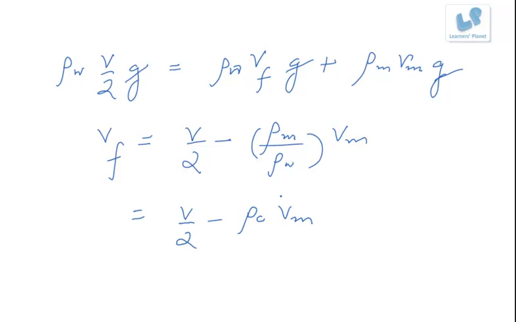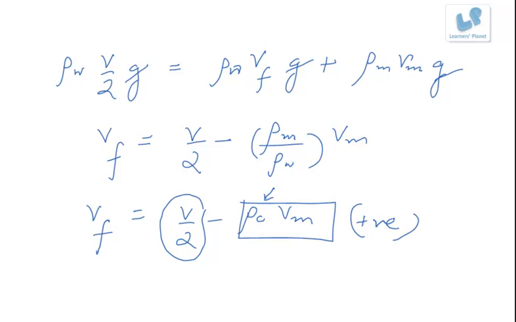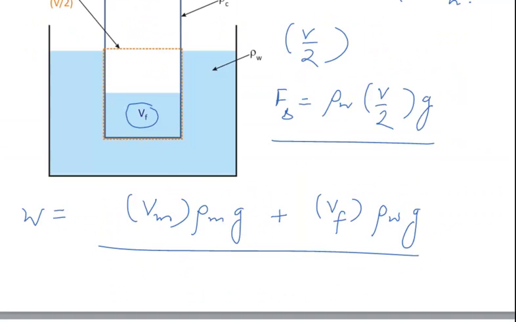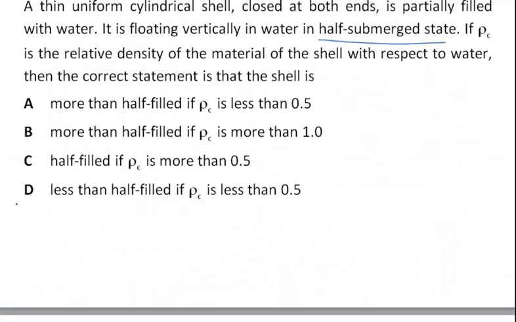Now for whatsoever value that rho c has, the volume of water which is filled inside the shell is always less than V by 2, because this term rho c Vm will always be positive. So Vf is always less than V by 2. So option D is correct, less than half filled, and if rho c is less than 0.5, now this is immaterial. Option D is the correct one.